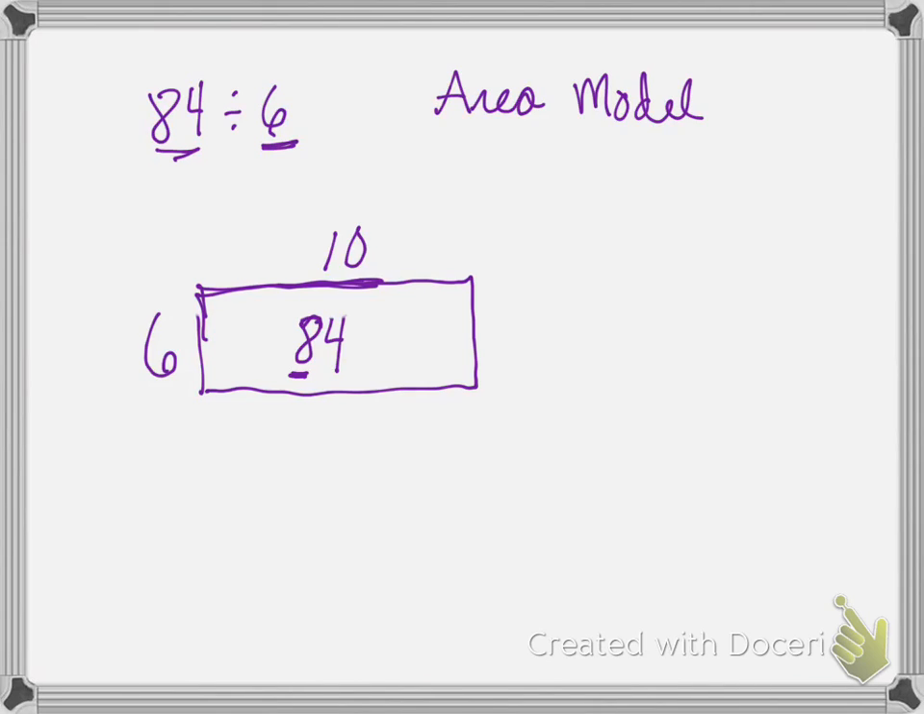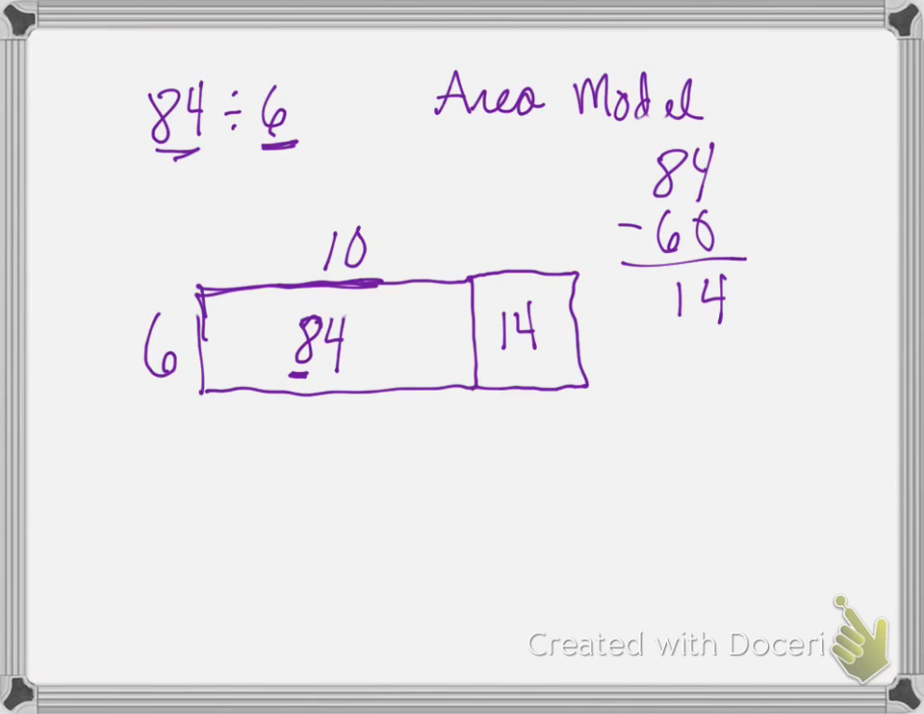So then over here, 10 times 6 is 60, so let's subtract from 84, and we are left with 24. So we have to make a little bit more of a rectangle, and we have another area of 24 square units.